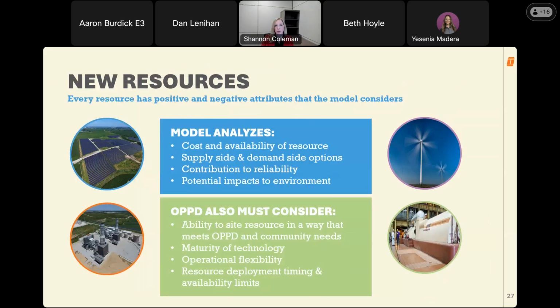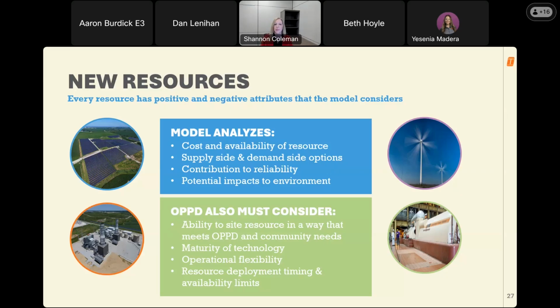When the model is evaluating new resources, it has the option to select supply side resources, think natural gas plants and wind and solar facilities, and demand side resources, think residential solar and energy efficiency programs. The model will determine each resource's reliability contribution to the system, its total capital cost and operating cost, and its environmental impact. But in addition to the model results that we get for a given resource, OPPD also has to think about the feasibility of each resource in the real world.